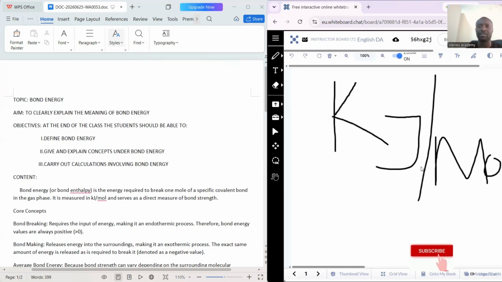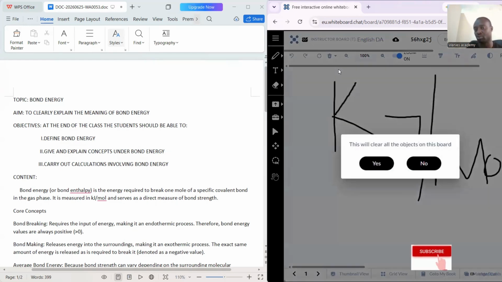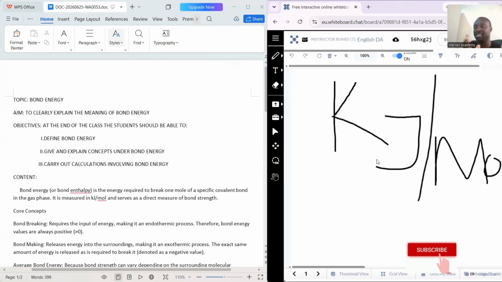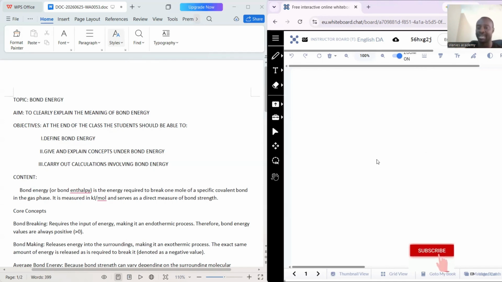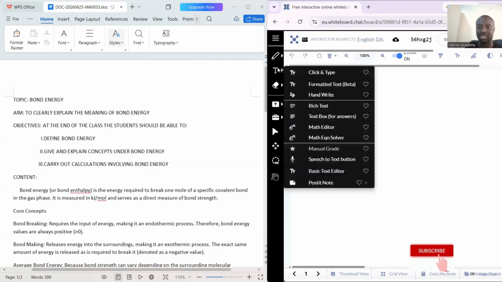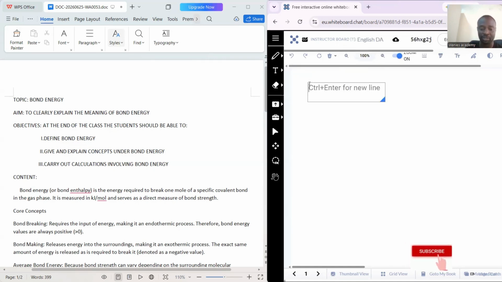Now there are basic concepts under bond energy I want us to quickly consider. These fundamental concepts related to bond energy include bond breaking and bond making. The first one we want to look at is bond breaking.